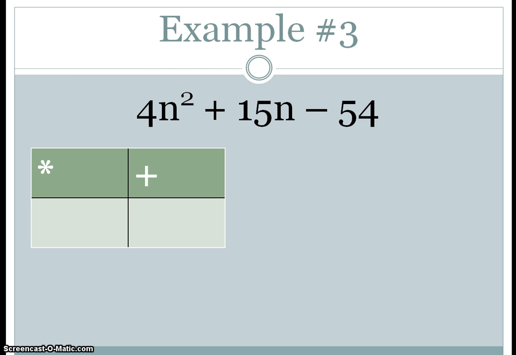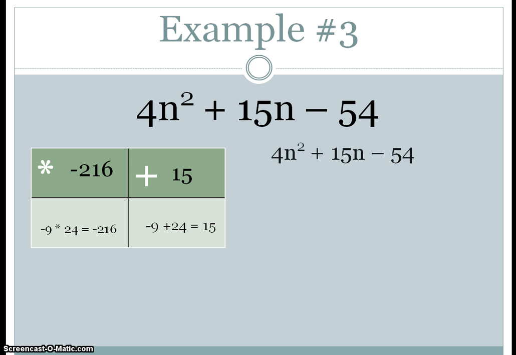Taking a look at the next example, we have 4n squared plus 15n minus 54. Once again, we're going to multiply a times c. When we multiply 4 times negative 54, we get negative 216. And then on the right hand side will be b, which is the 15. So once again, the number in front is negative 216, so one number has to be negative. We have to make sure we're adding up to get a positive 15. In this problem, the two numbers would be negative 9 and a positive 24, since they multiply to give you negative 216 and they add to give you a positive 15.